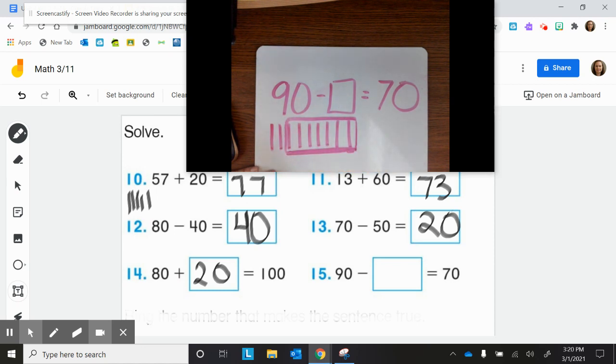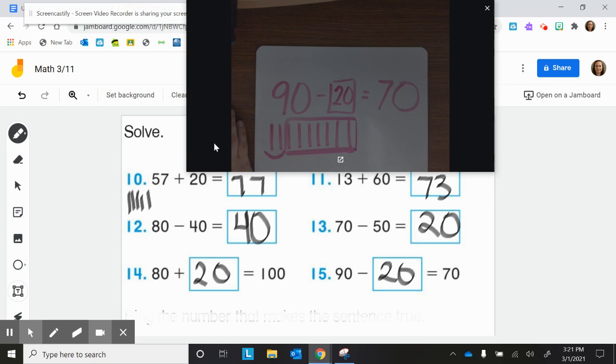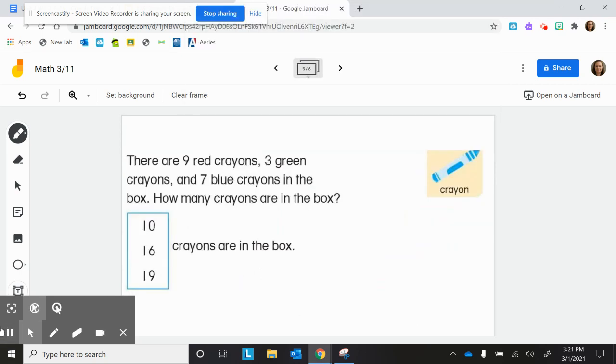So how many did I take away? Oh, there it is. How many did I take away? 11? No. Those are by tens, right? 10, 20. Oh, I took away 20. Great job. So let's write 20 in the blank box right there. Okay, now let's go on to our next one, boys and girls.